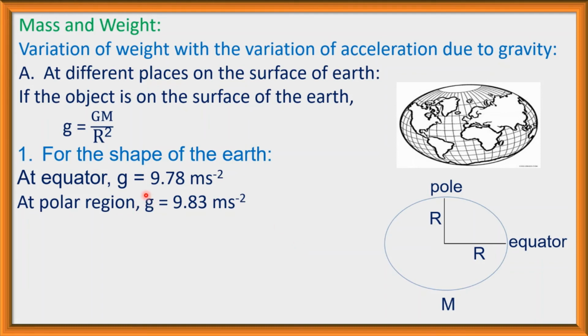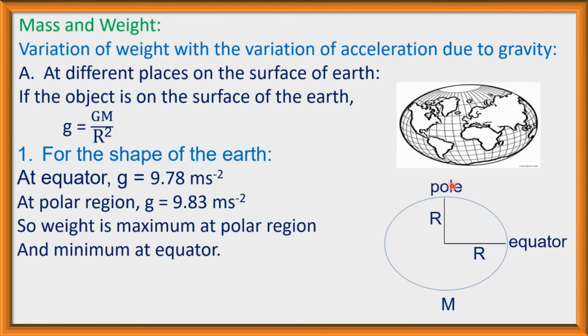Here the value of g is minimum at the equatorial region, so weight will be minimum, because weight depends on acceleration due to gravity. And at the polar region g is maximum, so weight will be maximum. So weight is maximum at the polar region and minimum at the equator.